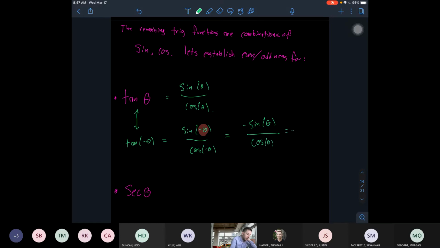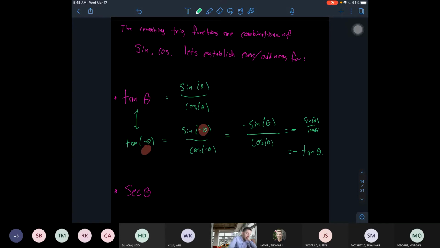And in this whole thing, I can factor out the negative sign. So I get negative sine theta over cosine theta, and that's just negative tangent of theta. So what did I find out? I found out that if I plug negative theta into tangent, I can just rewrite tangent by its definition and then do a little bit of factoring. I really didn't even do much.